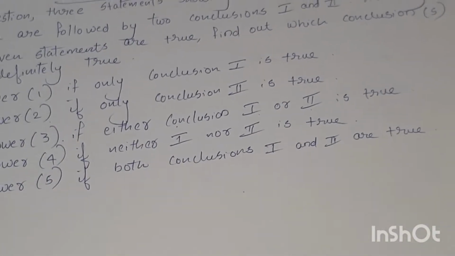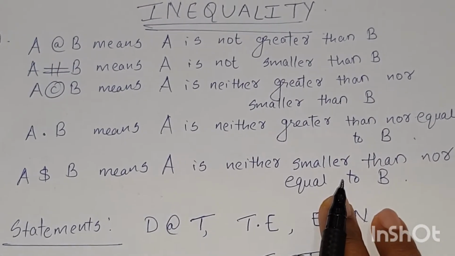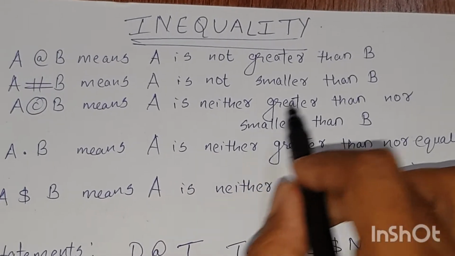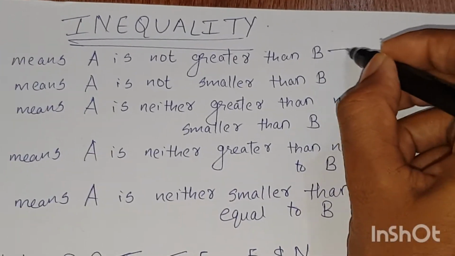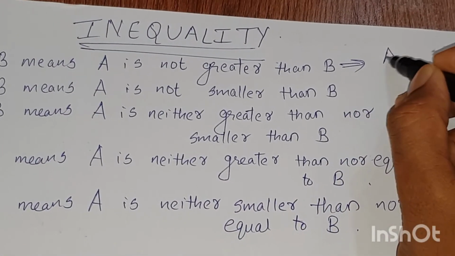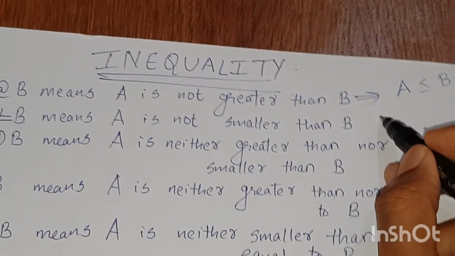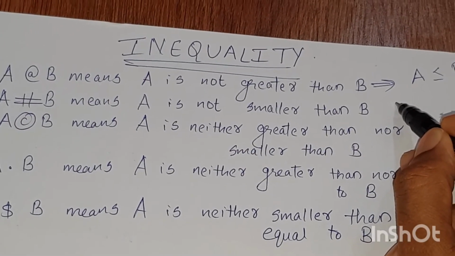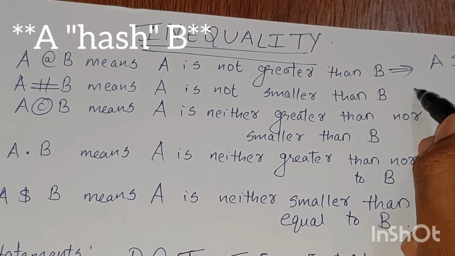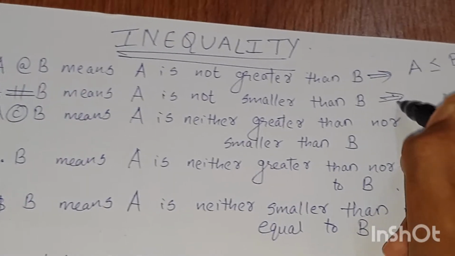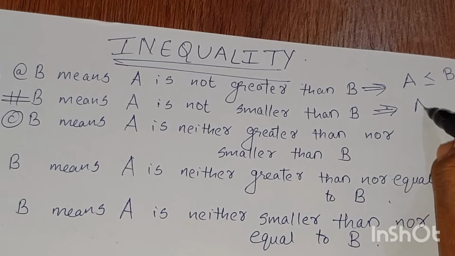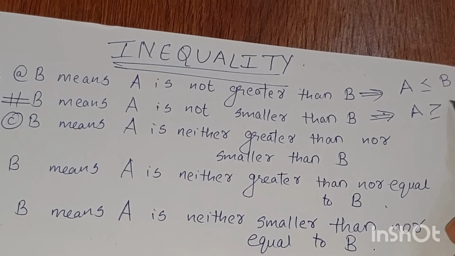Understood? Now going to the second question. A @ B means A is not greater than B. Implies A is not greater than B means A is either less than or equal to B, right? Now next one, A ≠ B means A is not smaller than B. Not smaller than means either greater than or equal to B.